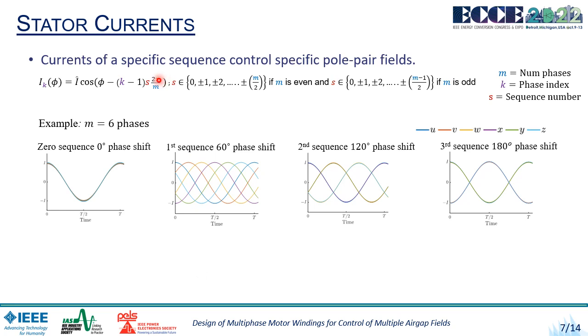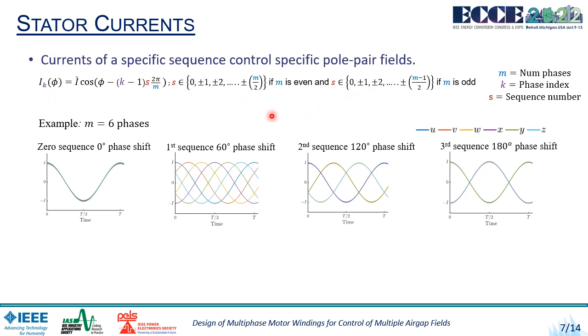Once we know the winding design and the winding layout, we then need to determine what stator currents need to be injected to control the specific pole pair fields. It should be noted that currents of a specific sequence S in an M-phase machine control specific pole pair fields. A generalized expression for sequence S current in an M-phase machine is written as follows.